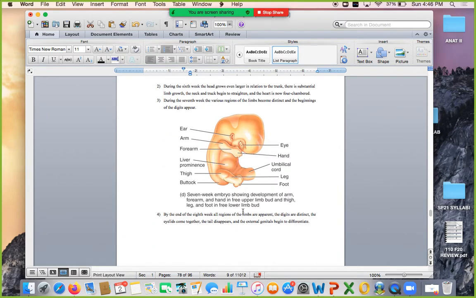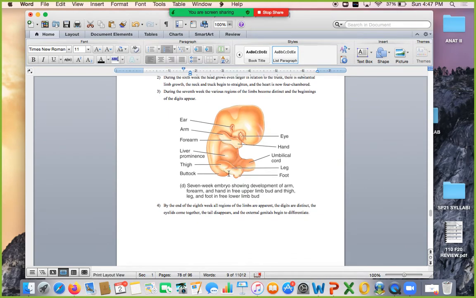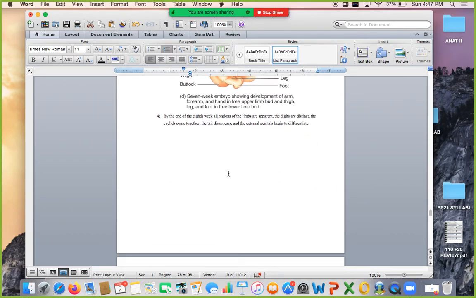Here's our 7-week embryo. Now our eye is becoming a little bit more familiar as an eye. Here's our hand. Again, we don't quite have fingers yet, but it's going to become more clear that it's a hand and not just a hand bud. Same thing with the foot. So you're starting to see things that are going to be recognizable as a human or an infant.